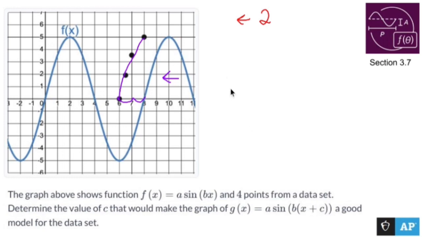So the difference between this function and this one is nothing except the parentheses is going to be x plus 2, because when I move left, it's a positive change inside the x parentheses. So this becomes x plus 2. So a good c value would be c equals 2.